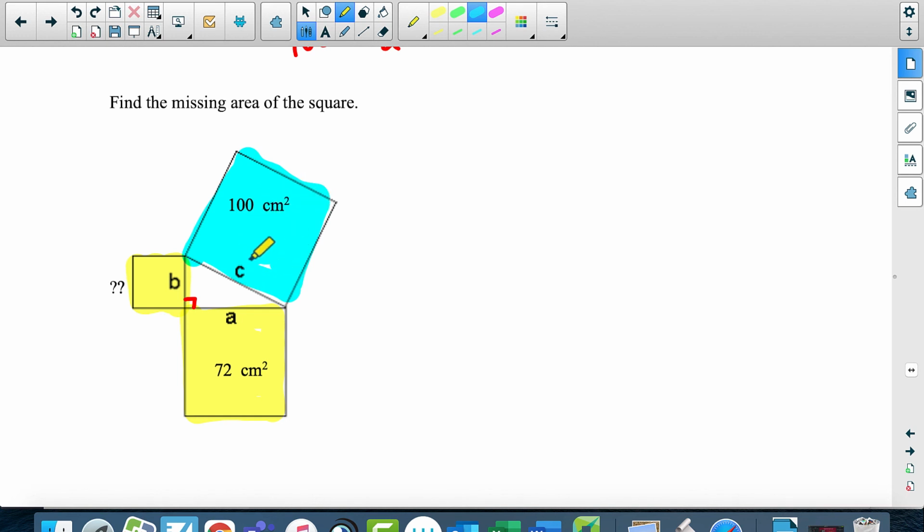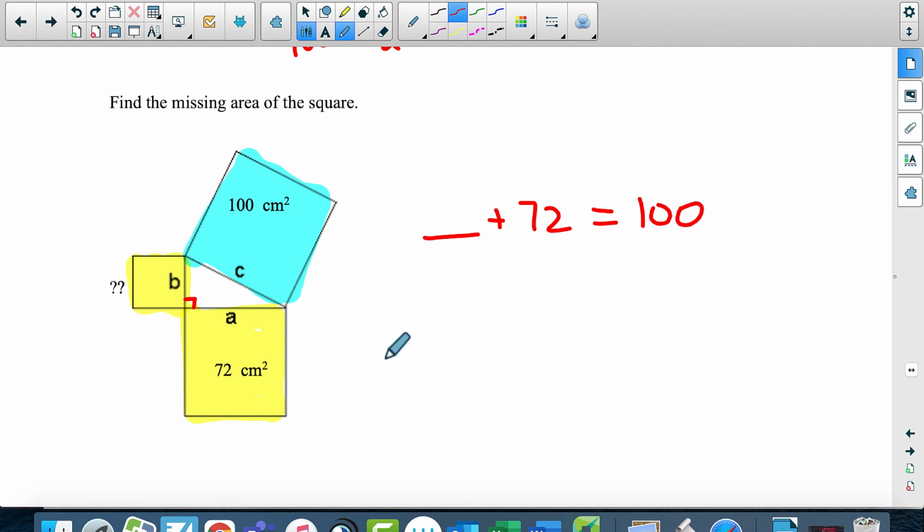And usually they just give us the side lengths of the square, but this time they've given us the actual areas here. So what we know is this area plus this area, which is 72, equals this area right there. In other words, whatever this area is, plus 72, equals 100. How are we going to solve that? Well, just subtract, right? If something plus 72 equals 100, we could do 100 minus 72.